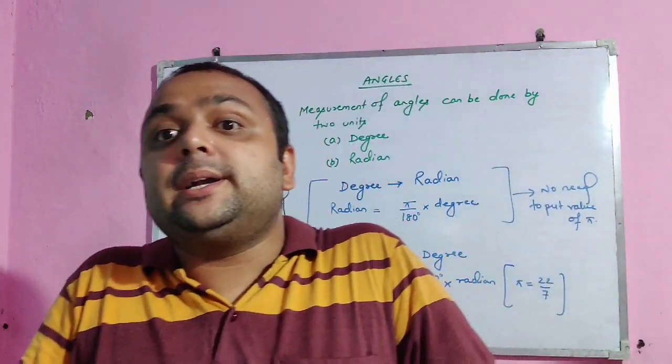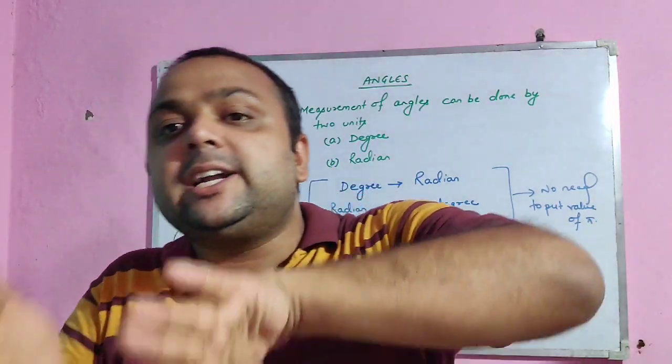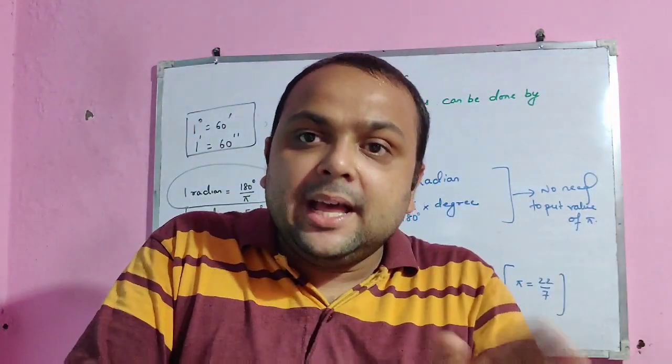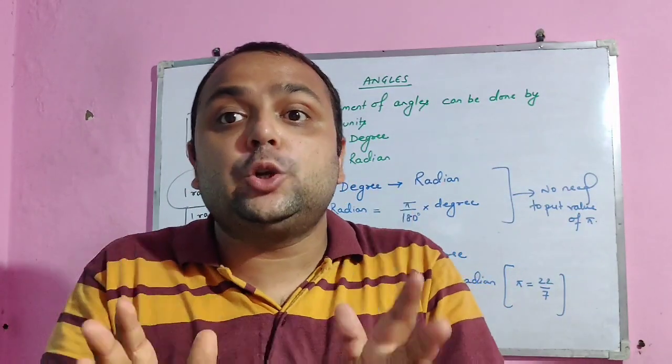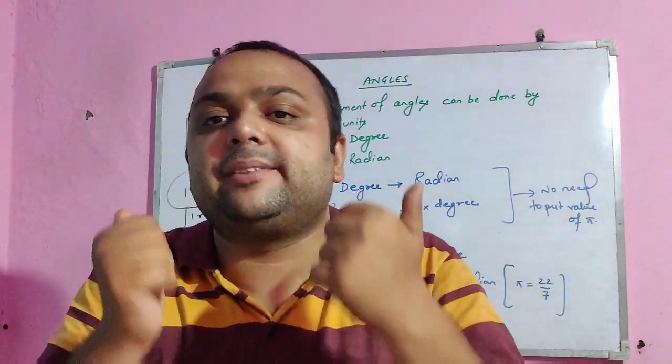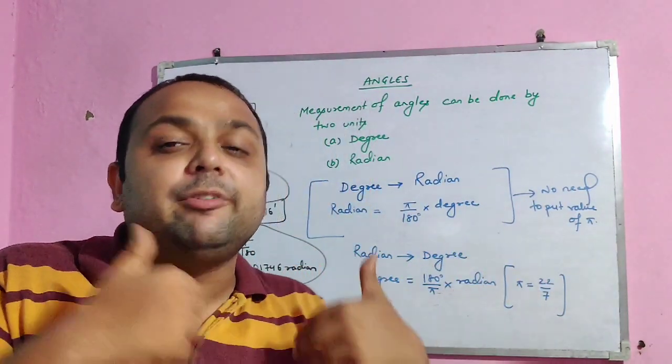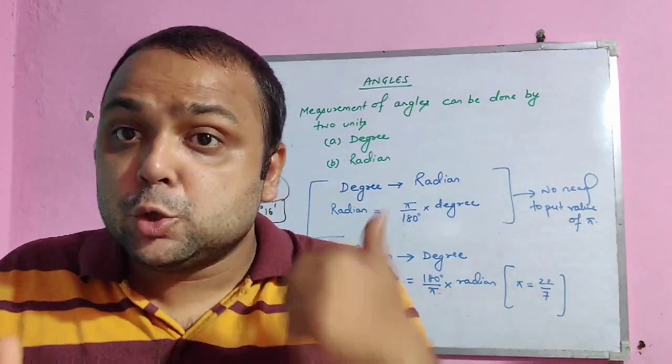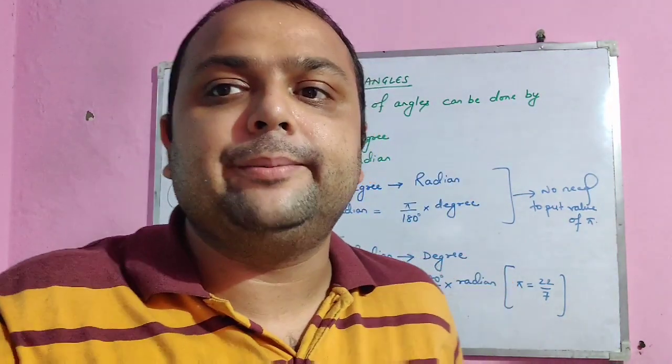But the most important thing is how to convert a degree to radian and radian to degree. You should understand this. I will tell you some examples. Using this formula, we can calculate that. So please see very carefully.